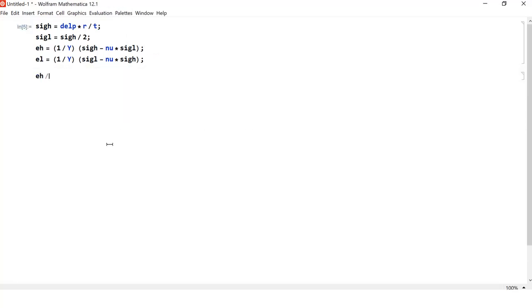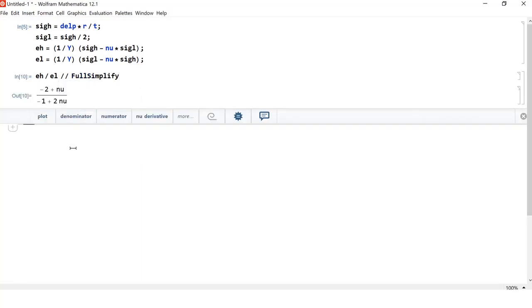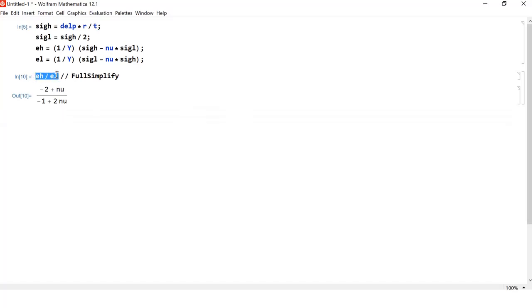Now, let's see when I take the ratio of epsilon H to epsilon L. Let me fully simplify. Look at that. It reduces to an equation that only depends on your Poisson's ratio. So the ratio of hoop to longitudinal strain just depends on nu. If I'm dealing with metals, I know that my Poisson's ratio is 0.3, so my ratio of hoop to longitudinal strain is 4.25. If I'm dealing with polymers, at 0.4 it is 8. If I'm dealing with ceramics, it's 3.